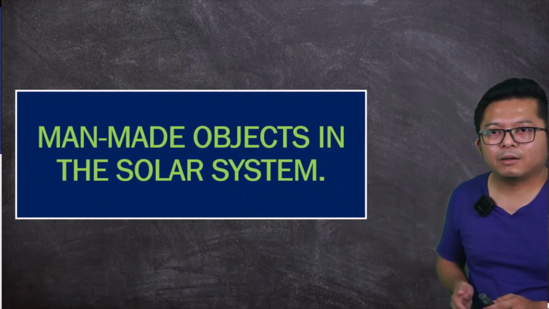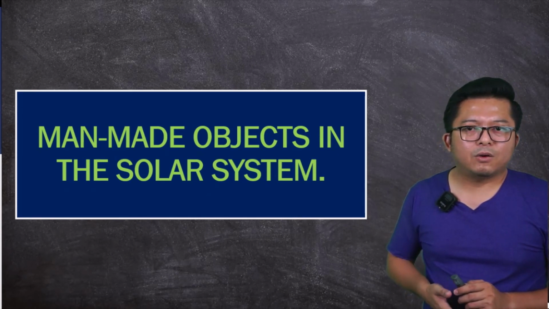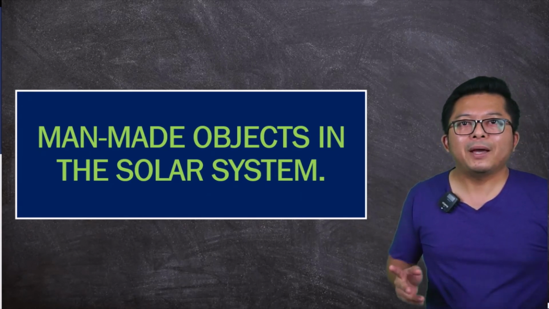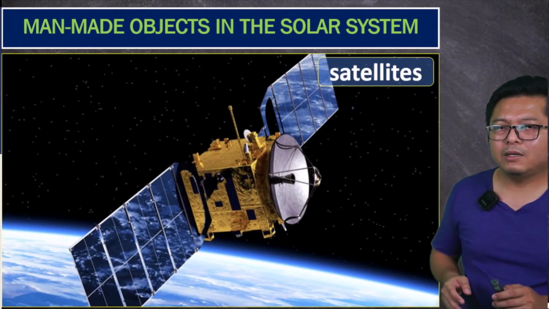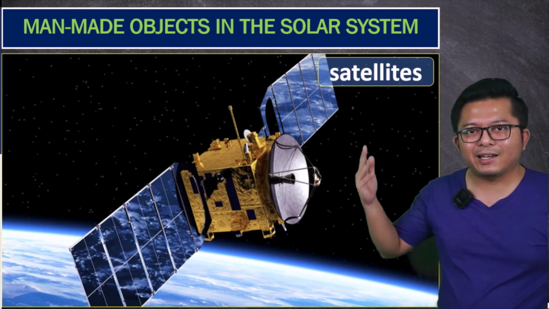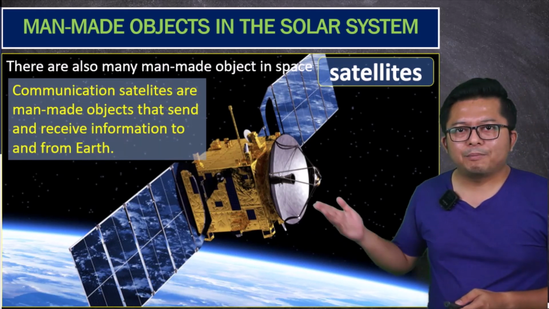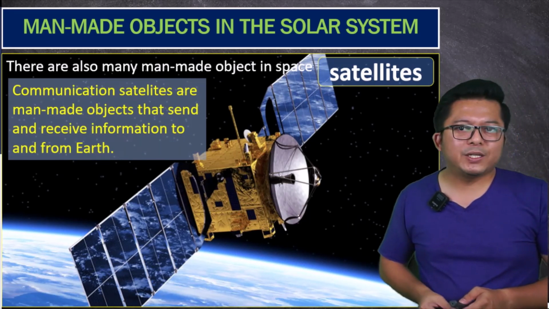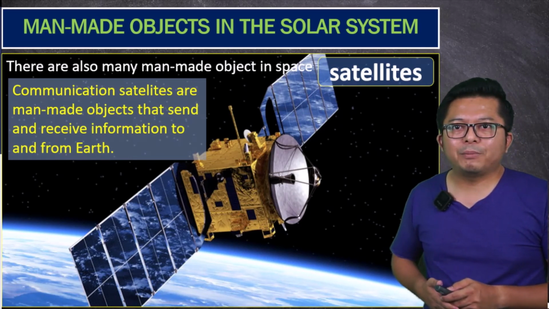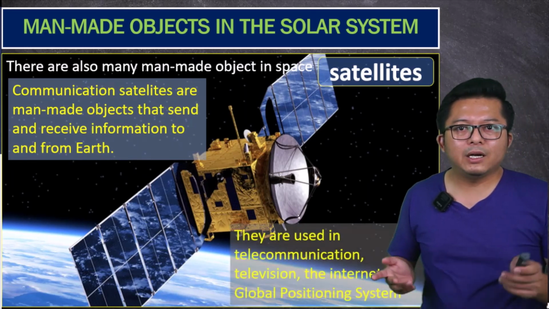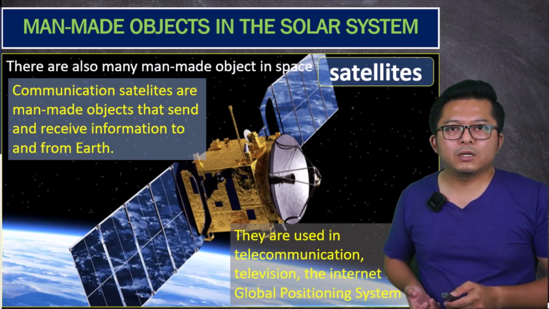Okay, moving on to man-made objects in the solar system. We do have comets, we do have asteroids. Now we also mention man-made objects in the space. There are many man-made objects in space. For example, satellites. Communication satellites are man-made objects that send and receive information to and from the Earth. They are used in telecommunication, television, internet, and global positioning system.